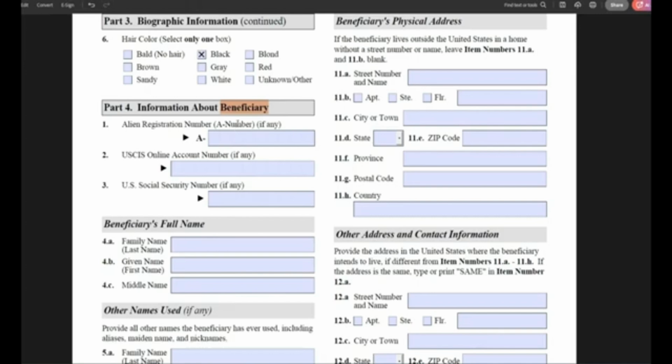However, if your beneficiary is here on maybe an H visa, any other visa, maybe they're here on asylum or another status like DACA, for example, then they probably do have an A number, so if they have one, indicate it here. If your beneficiary has an online USCIS account number, you can also provide it here. Keep in mind that this only refers to their own USCIS online account, not the account of the petitioner. And their social security number if they have one.